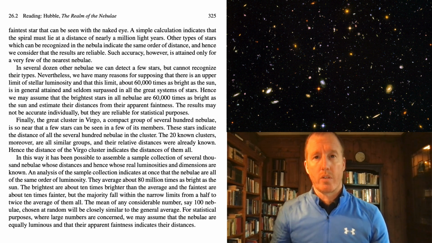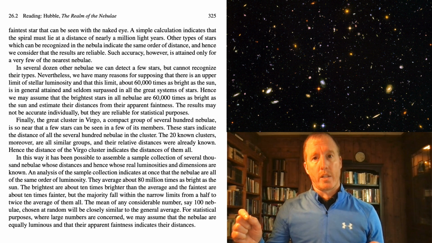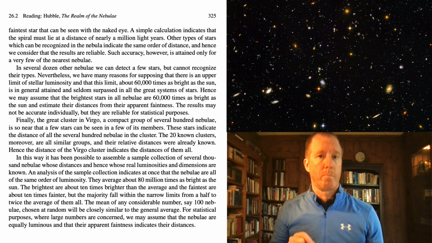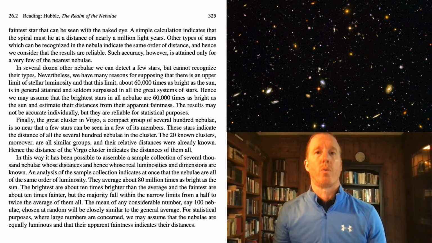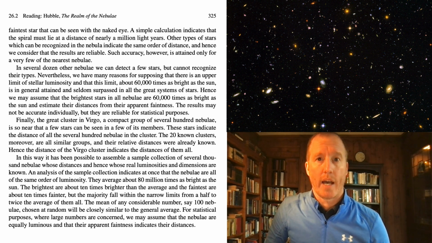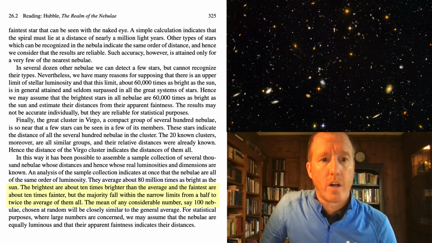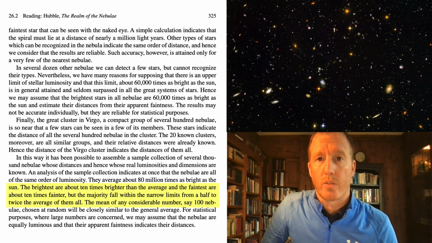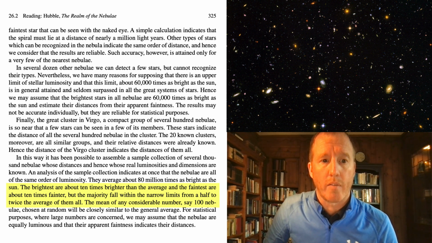Okay? So what he's going to be saying here is that although individual stars, some are very bright compared to our Sun, and some are dim compared to our Sun, when these stars are located in galaxies, the galaxies as a whole tend to have about the same brightness, and that brightness is that of about 80 million suns. He says now the brightest are about 10 times brighter, the brightest galaxies or nebulae. The brightest are about 10 times brighter than the average, and the faintest are about 10 times fainter. But the majority fall within the narrow limits from a half to twice the average of them all.